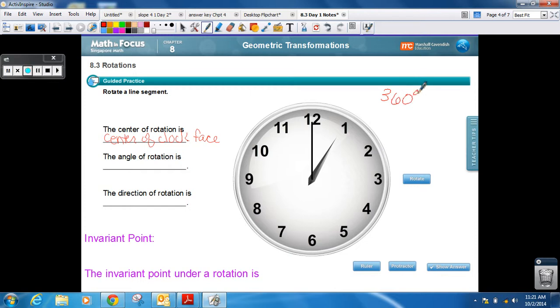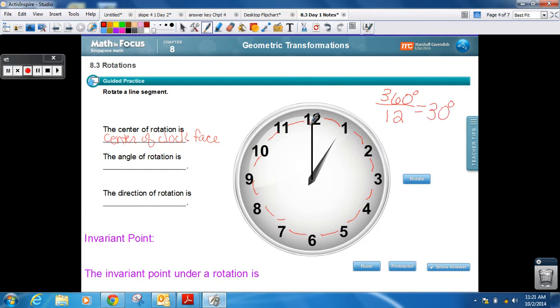So all the way around the clock face would be 360 degrees. Well, this is split up into segments. 1, 2, 3, 4, 5, 6, 7, 8, 9, 10, 11, 12 pieces. So like 12 pieces of a pie. So if I take 360 degrees, divide that by 12, that gives me each segment is 30 degrees.